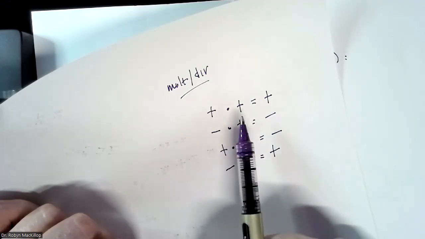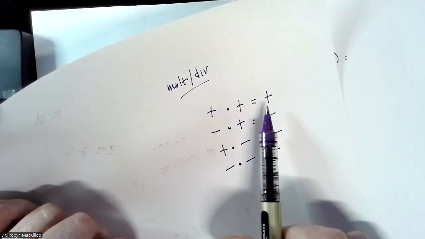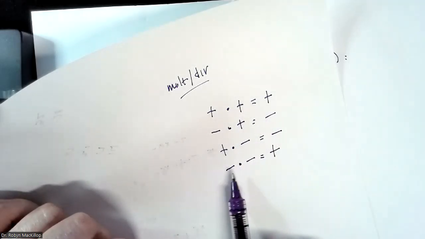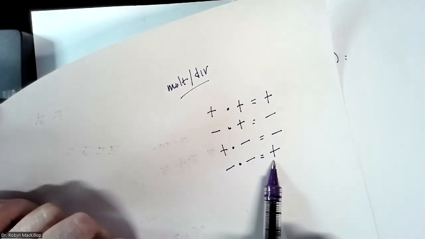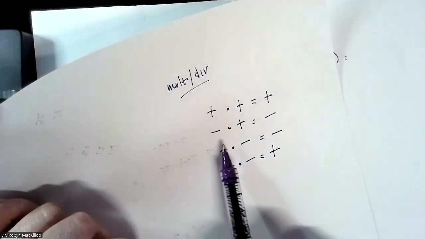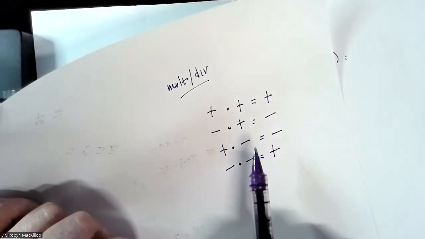So positive times a positive or positive divided by a positive is positive. Negative times a negative or negative divided by a negative, the answer is positive. If the figures are mixed, your answer is negative.